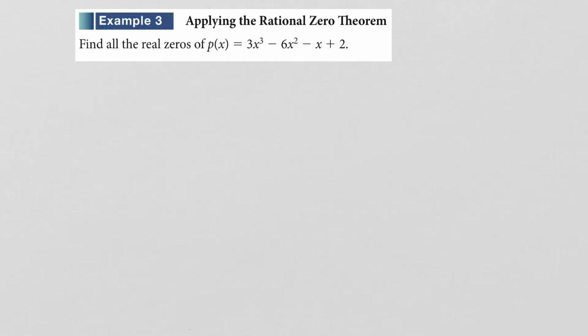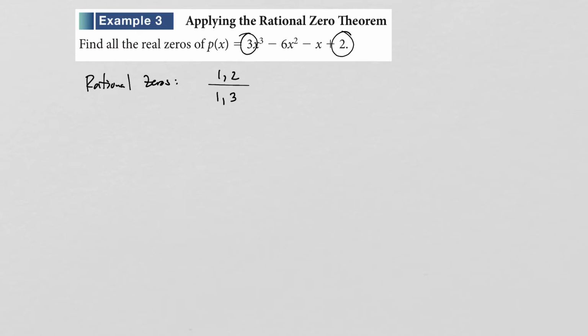So in the next example, we want to apply the rational zero theorem and find all the zeros of the polynomial 3x cubed minus 6x squared minus x plus 2. So what you do is you say, well, if we have rational zeros, we know that the numerator of those zeros has to be a factor of the number 2. And the factors of 2 are 1 and 2. And the denominator of those zeros has to be a factor of 3. And the factors of 3 are 1 and 3.